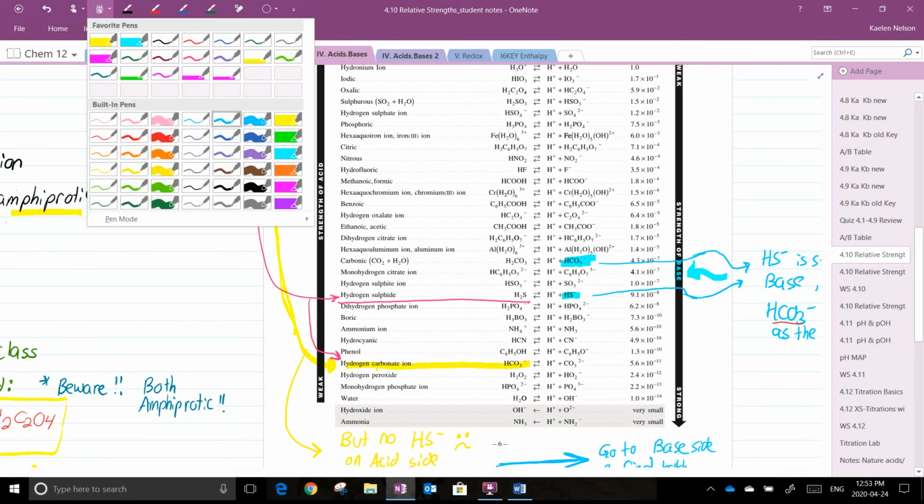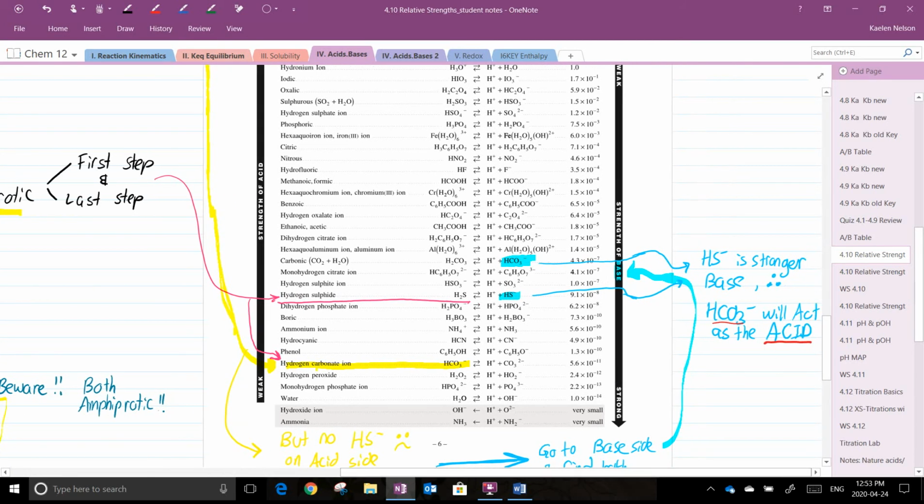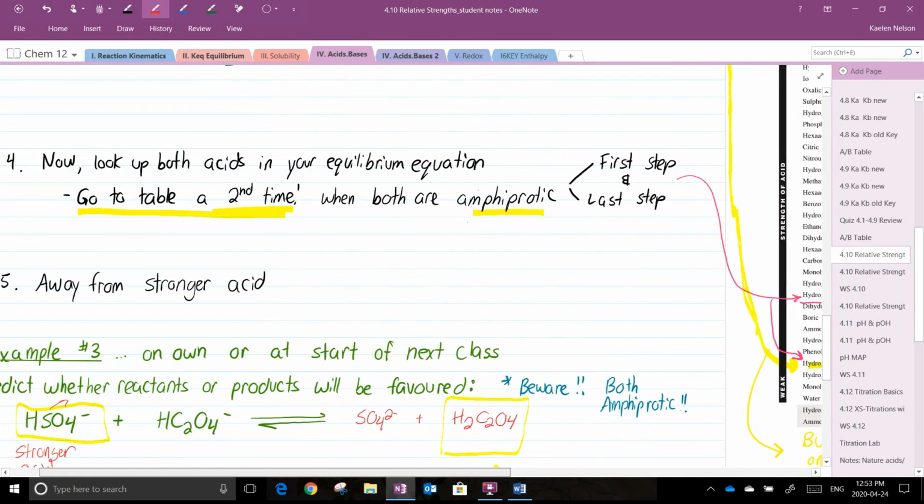And highlighted here, I have found that HCO3 and HS are both on the base side, so that means I can compare them. Remembering that the strength of the base goes down the table toward the strong, I know that my HS is a stronger base, which means my HCO3 will act as the acid in this question. So now that I know which one's going to be my acid, I'm going to go back to my question.